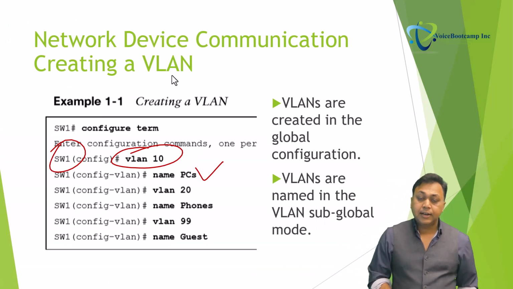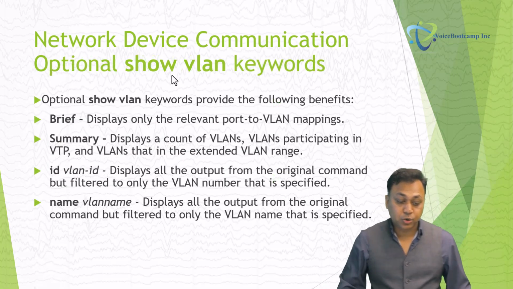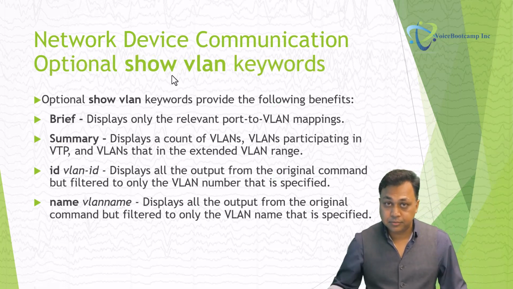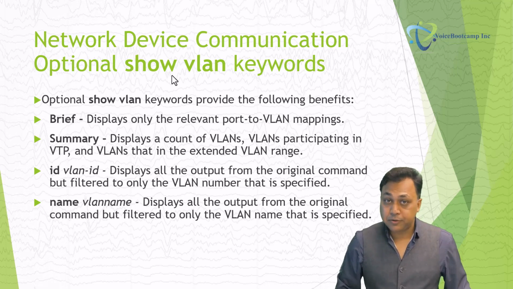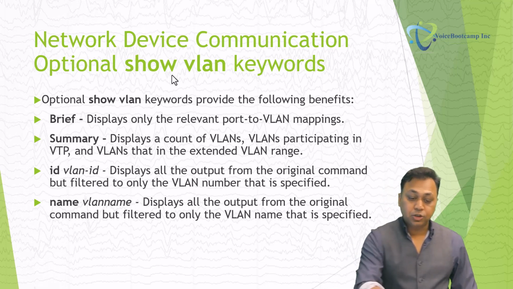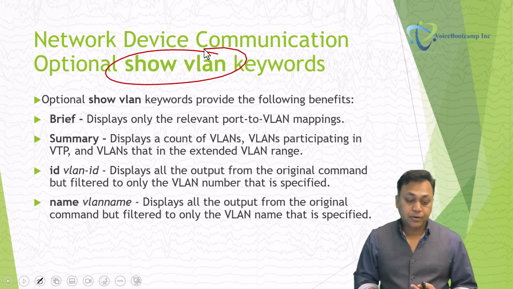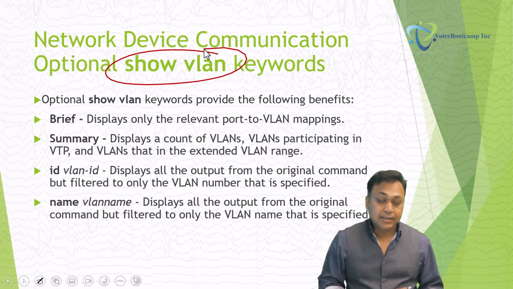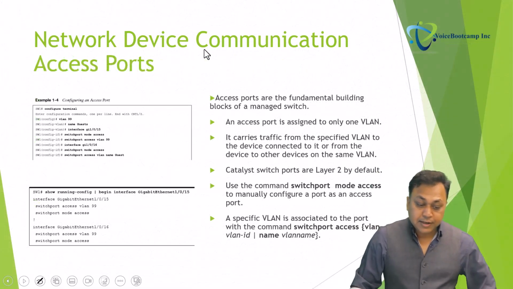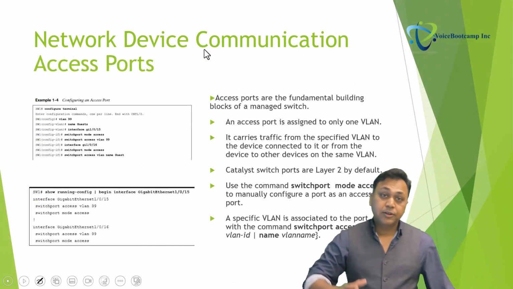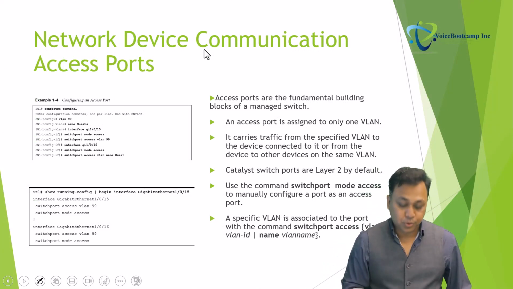So you can see how I've created the VLAN, how I have assigned the name, and then of course associated it with your port. Now there are some show commands you can type in order to get information about your VLAN by typing the show VLAN command, which will give you a brief summary, the VLAN ID, and of course any naming convention.